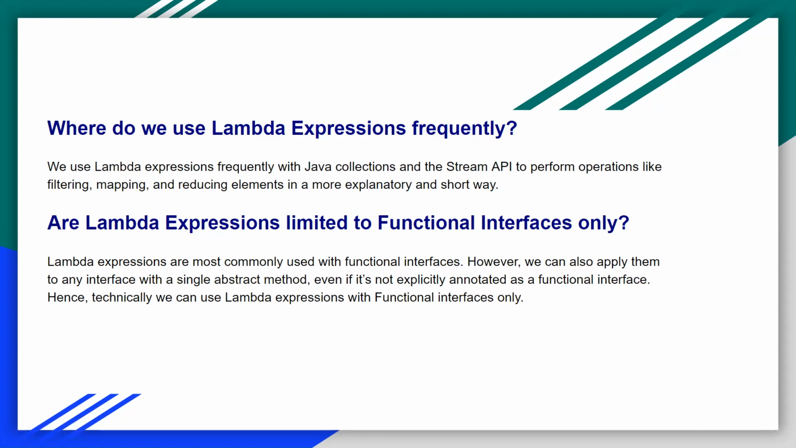Are the lambda expressions limited to functional interfaces only? Lambda expressions are most commonly used with the functional interfaces. However, we can also apply them to any interface with a single abstract method. So the abstract method should be single there. Even if it's not explicitly annotated as a functional interface, technically we can use lambda expressions with functional interface only.